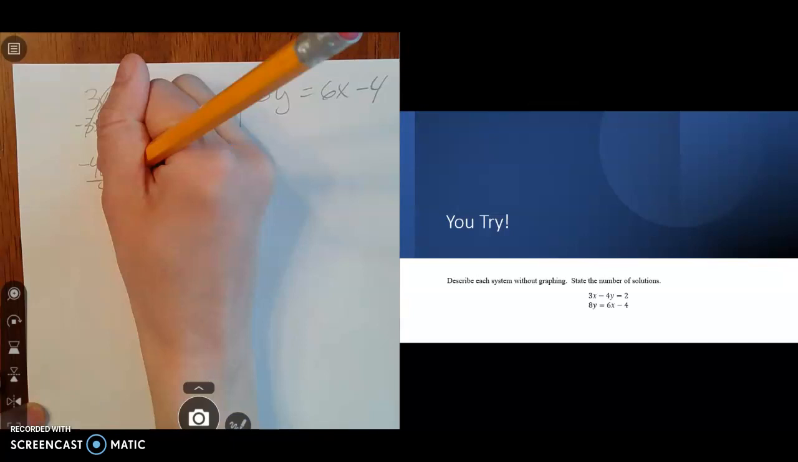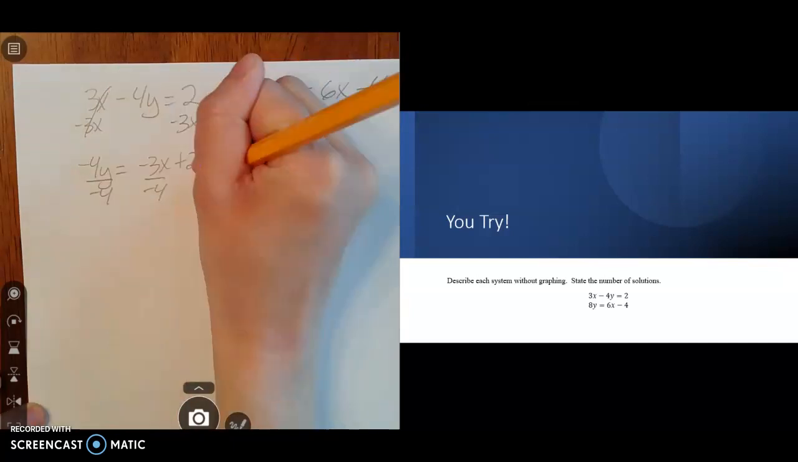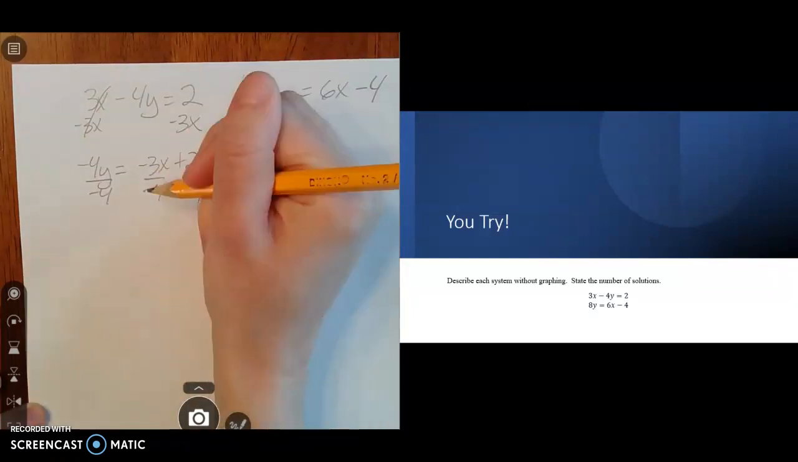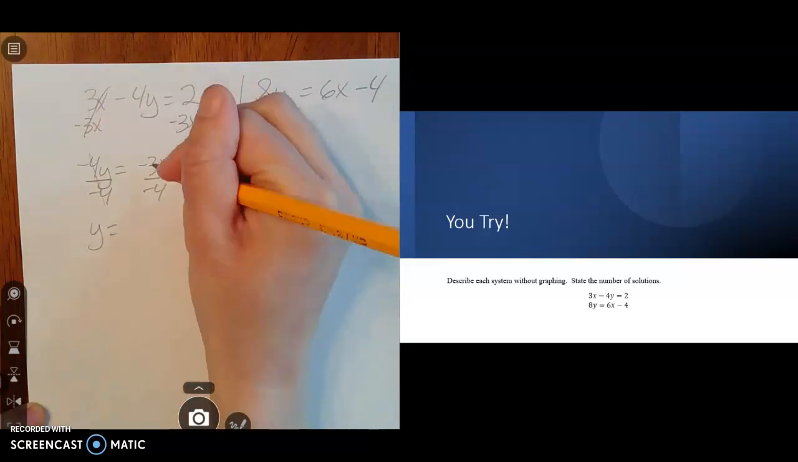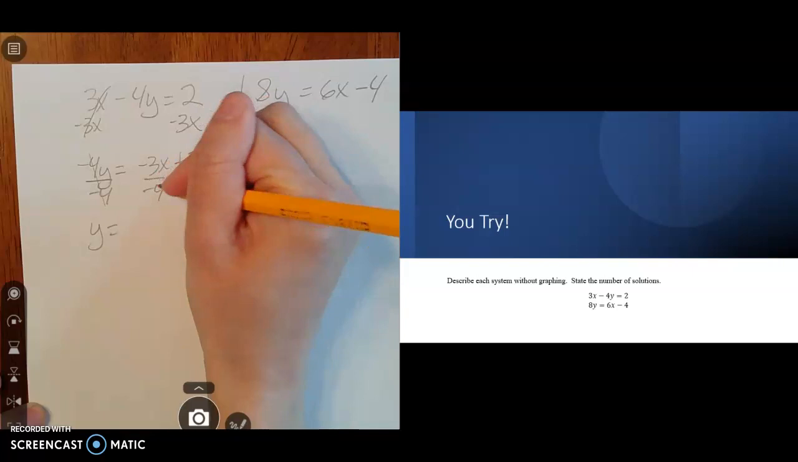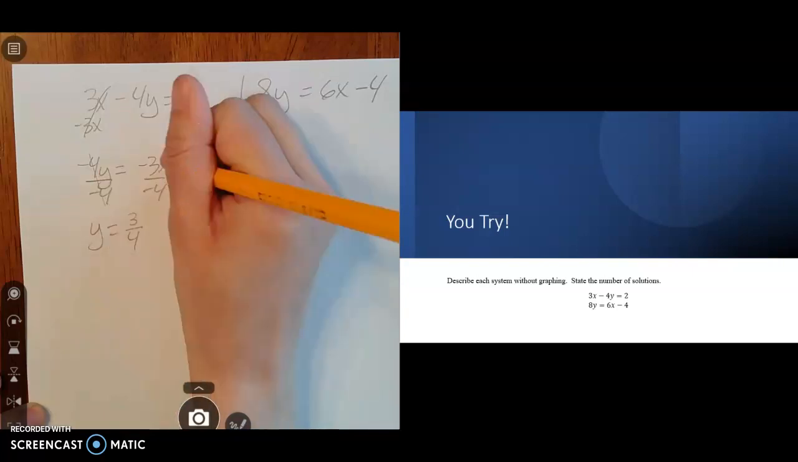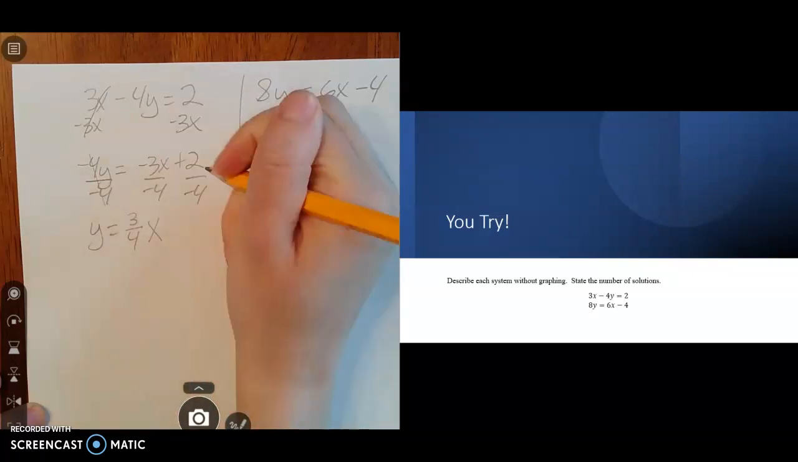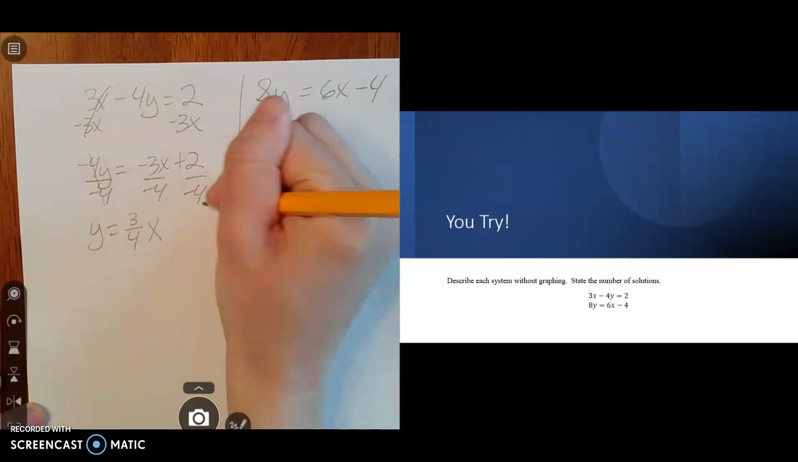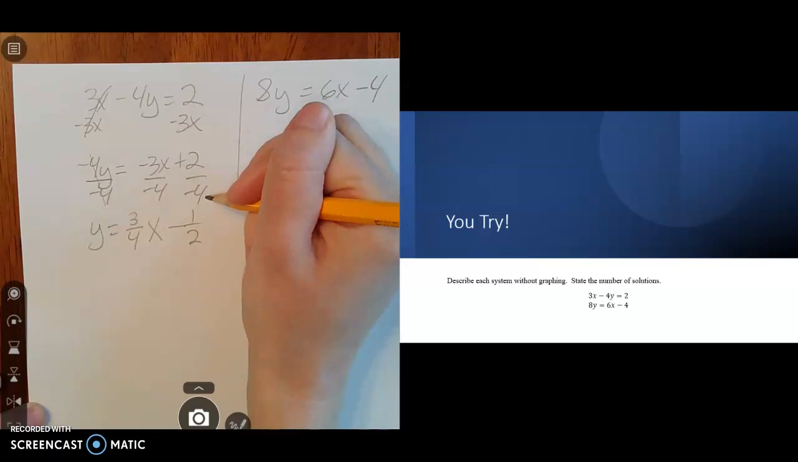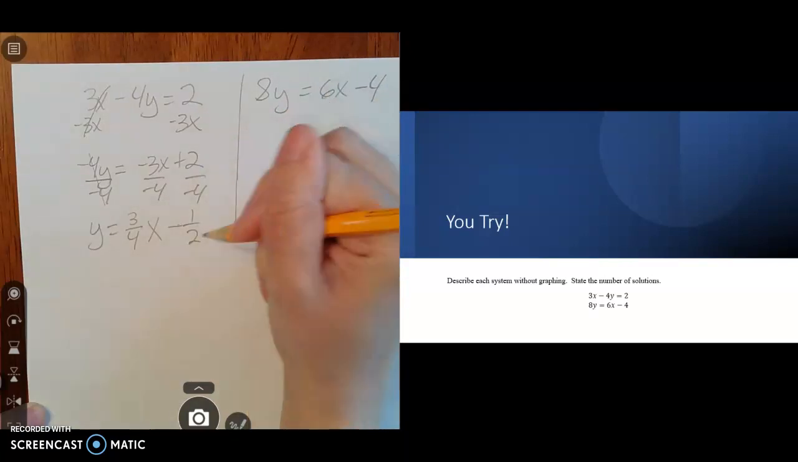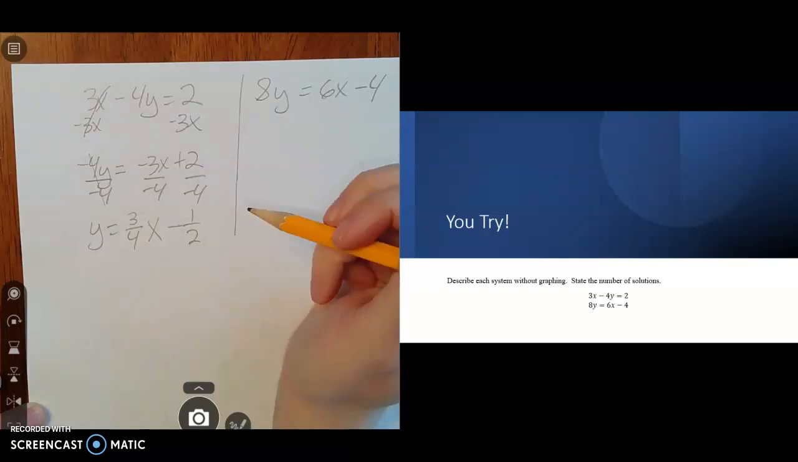Then I'll divide everything by negative 4 so that I can have my y by itself. You'll just have y equals negative 3 over negative 4, which simplifies to positive 3/4. We'll still have an x. 2 over negative 4 simplifies to negative 1/2 because they're both divisible by 2, and a positive divided by a negative is a negative. So that's slope-intercept form for the first equation.